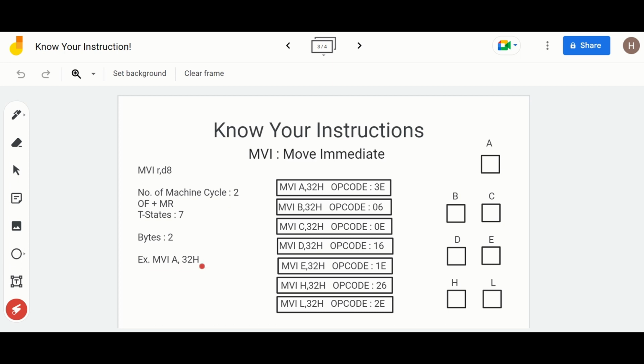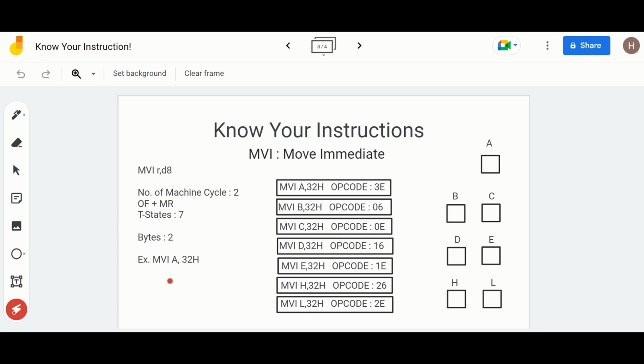Similarly, if I want to store 32 in the B register, what will I write? I will write MVI B, 32. Similarly, you can store different data values in different registers that are available. Register A stands for accumulator, then register B, C, D, E, H and L. You can store data in any of these registers. It is a 2-byte instruction.